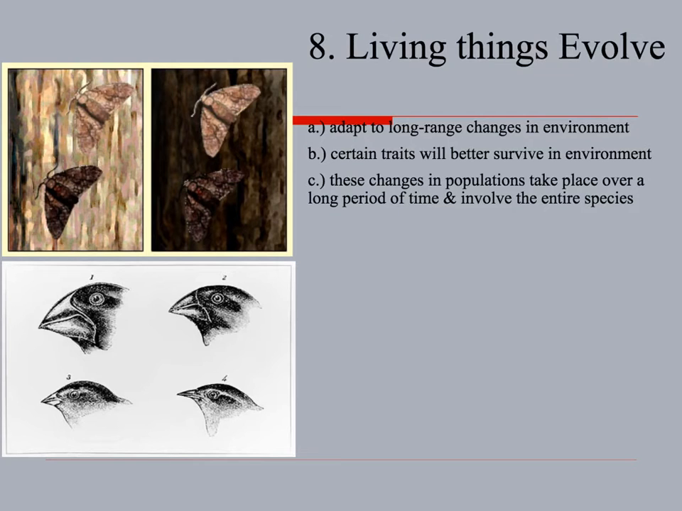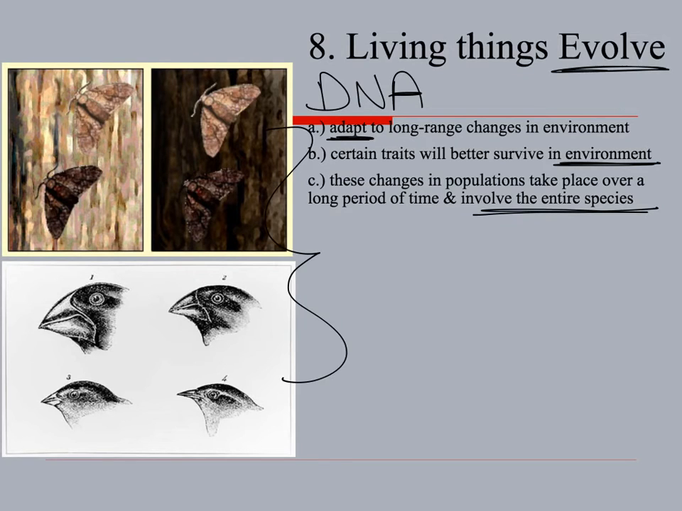Living things also evolve. This is going to be connected to the other characteristic of living things, which is that living things are all made up of DNA. Over a long period of time, organisms are going to adapt, and that means there's going to be changes in the DNA because of changes in the environment. Organisms change over time, and entire species change over time. And again, we will have a whole unit on this during the second semester as well.